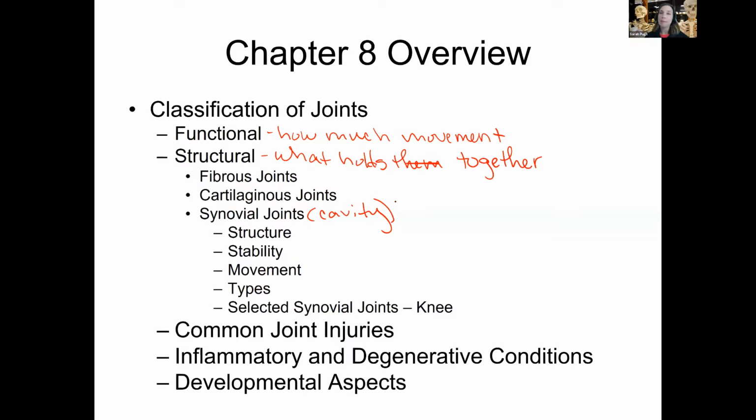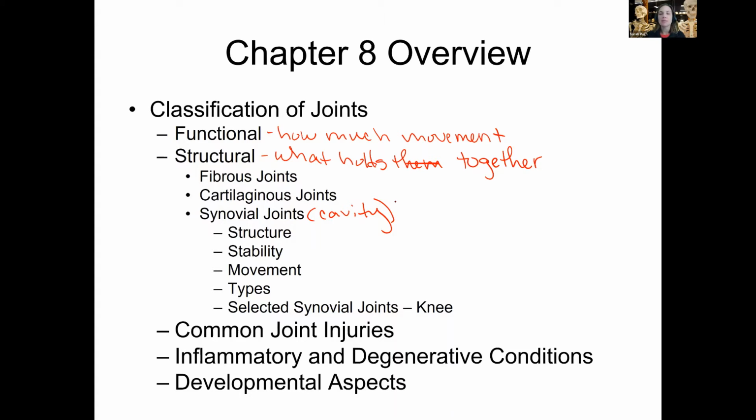If you can pop a joint, like if you can crack it, like you crack your knuckles, you crack your neck, it's a synovial joint. And because they're the most common joints, we're going to walk through a lot about synovial joints. So we'll talk a lot about what they look like, what makes them more stable, what types of movement can you have in a synovial joint. And then we'll go over some very selected synovial joints.